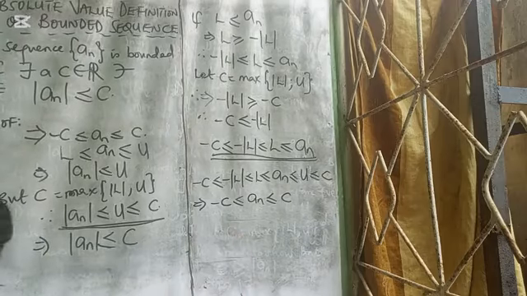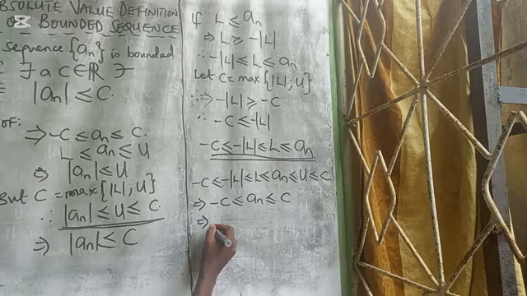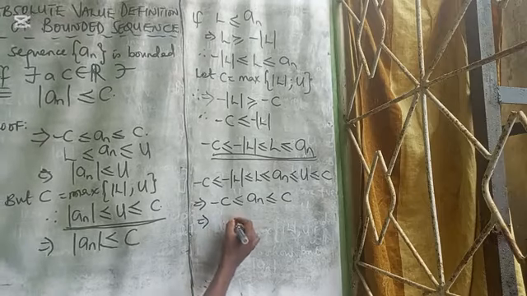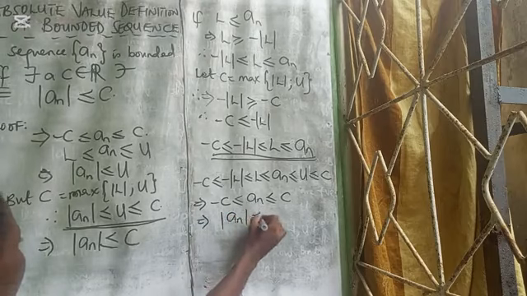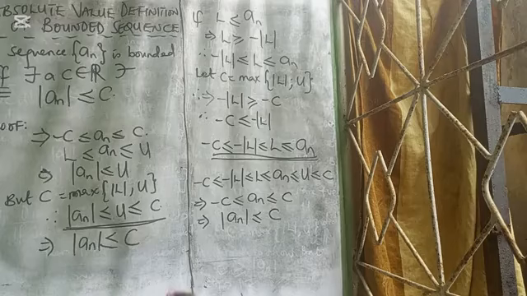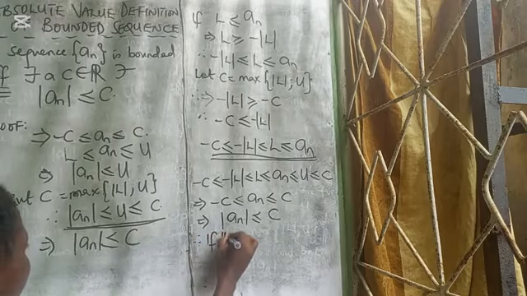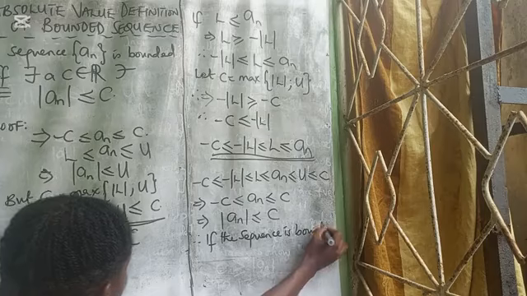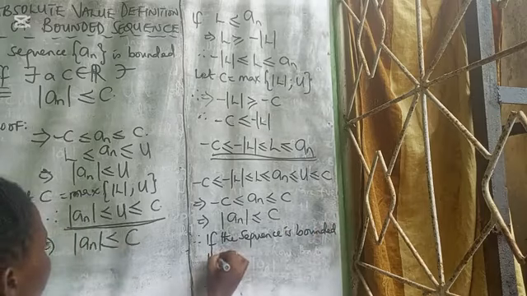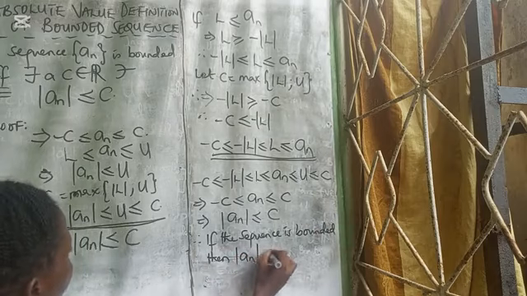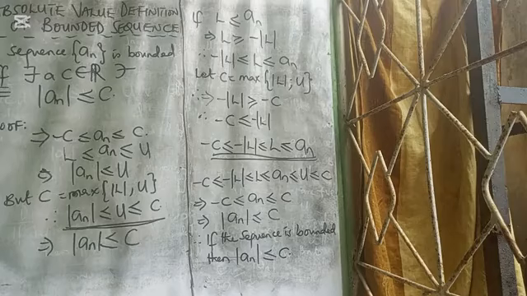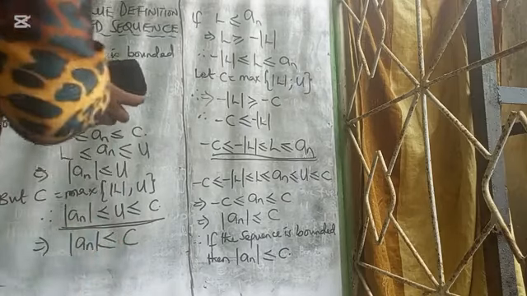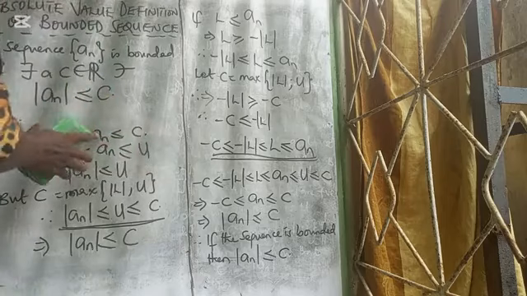And therefore, remember the equivalence rule. This implies that our what? The absolute value of A sub n is less than or equal to C. Therefore, if the sequence is bounded, then absolute value of A sub n is less than or equal to C. That's the first direction of the proof. We will now go ahead to prove the second direction.